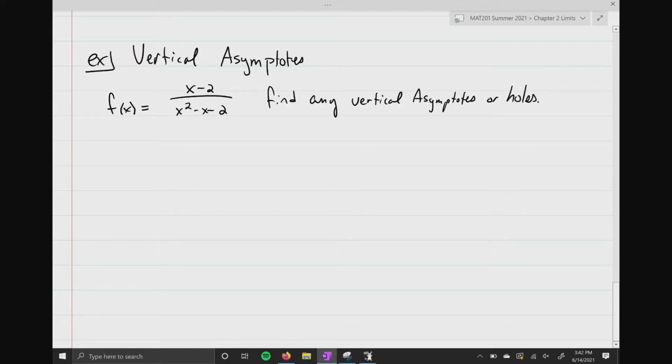Now, some students, and I'm not saying this is you, but I have seen this before, so I want to make sure that we can verify this. Some students were taught to find vertical asymptotes, all you have to do is take the denominator, set it equal to 0, and solve. And while this is partially true, it doesn't give you the full picture. So here's what I want us to look at first.